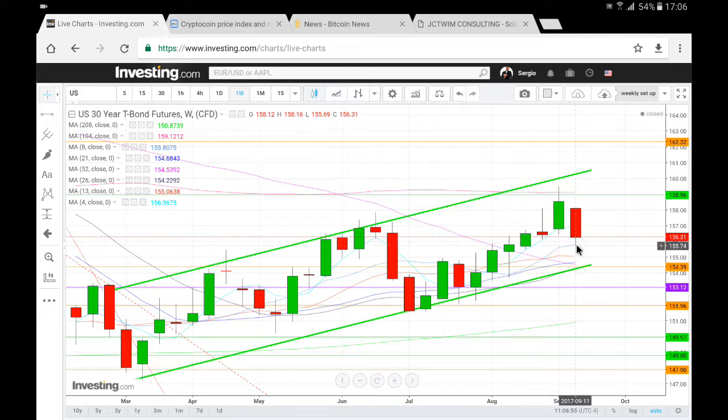interaction with the 8 weeks moving average. Came back up to close at 156.31, and now I'm expecting more moves towards the downside, as we just saw with the 10 years treasury notes. And remember, if we have lower bond prices and lower treasury notes prices, that means a higher yield on the other side. The yields are up, and expect yields to continue to go up next week.